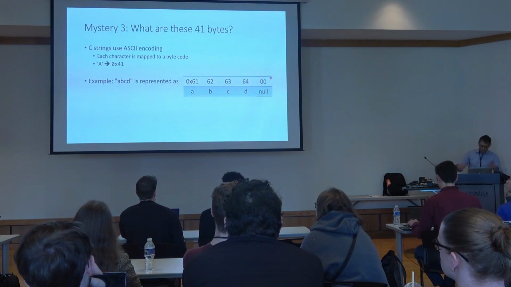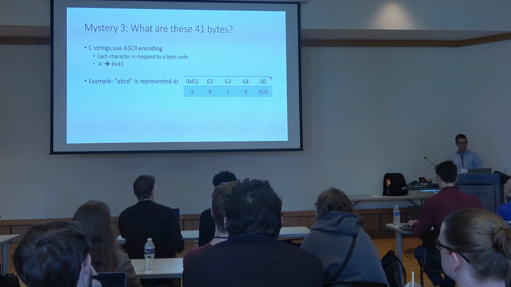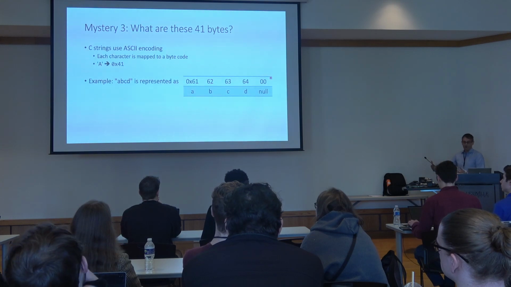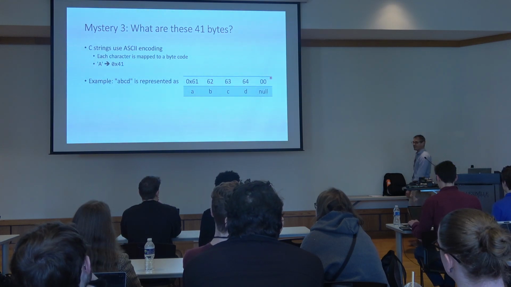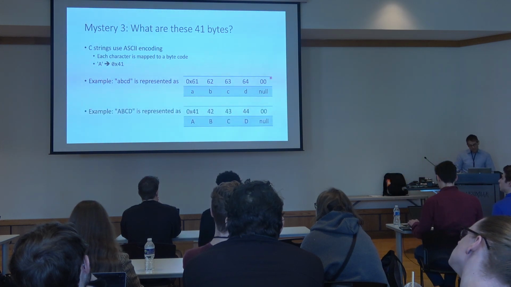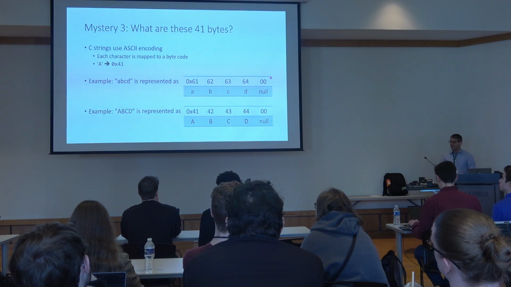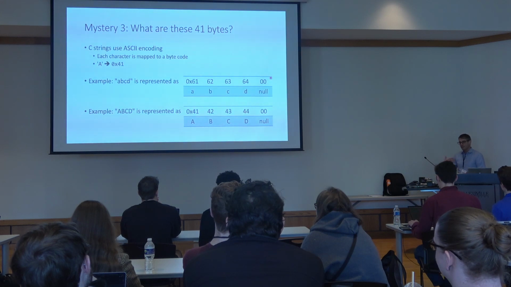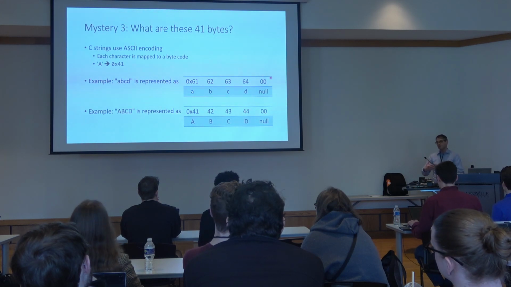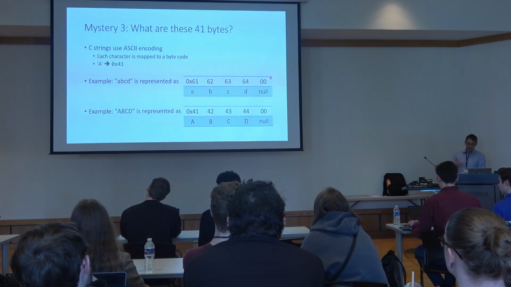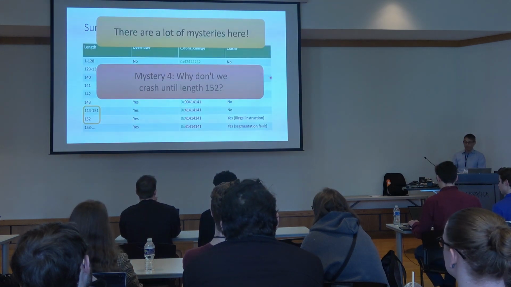Just as an example, if you have the string A, B, C, D in lowercase, it would map to 61, 62, and so on. You can probably figure out how the rest of the alphabet is represented in ASCII. And of course, we need to have that null byte at the end. And capitals are just slightly different. So again, the 41 byte that we're seeing getting overwritten is actually the capital A byte that we gave as input. So if we changed our input from capital A's to capital B's, for instance, we would see a bunch of 42s there instead of 41.